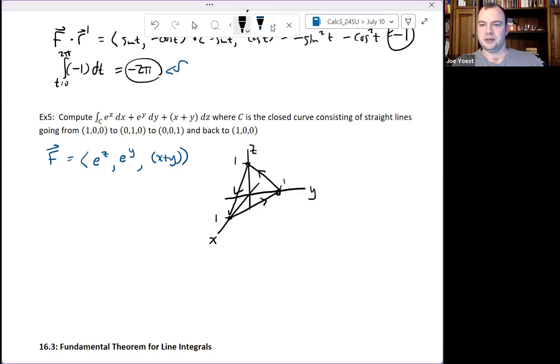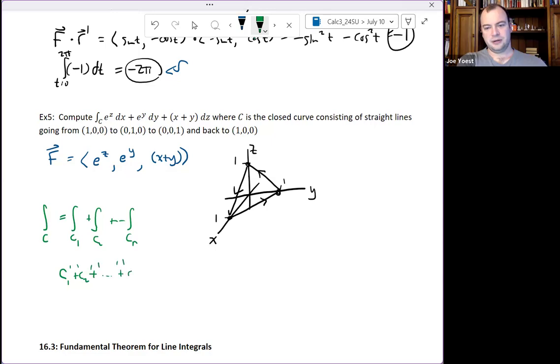But I can make use of a theorem: the integral over c equals the integral over c1 plus the integral over c2 and so on, plus the integral over cn, if c1 plus c2 plus ... plus cn equals c.